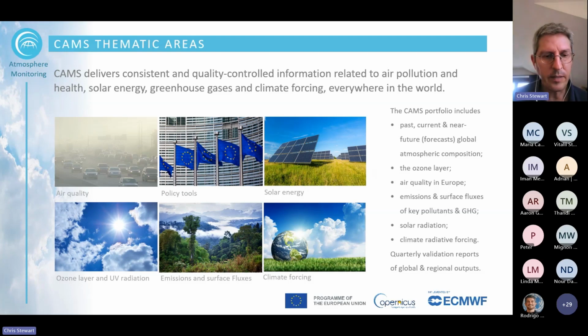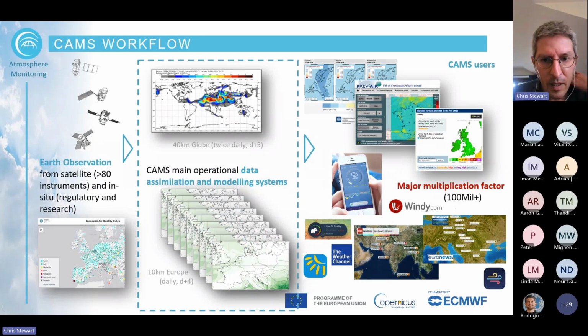While C3S provides model data for the upcoming season and climate projections, CAMS also provides forecasts for the coming days in atmospheric composition and in air quality, as well as data on the ozone layer, emissions and surface fluxes, solar radiation and climate forcing, and so on. All this data, again, is freely available from the CAMS website, and we're going to explore the data after these slides.